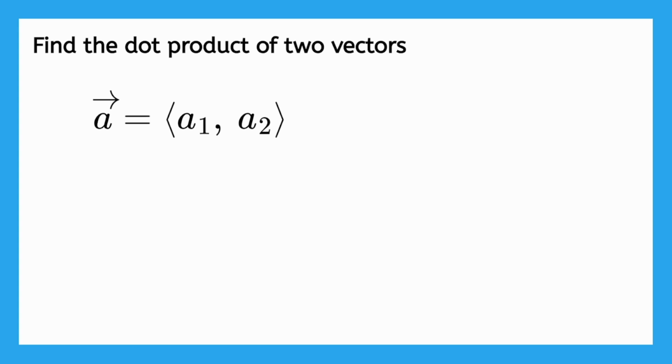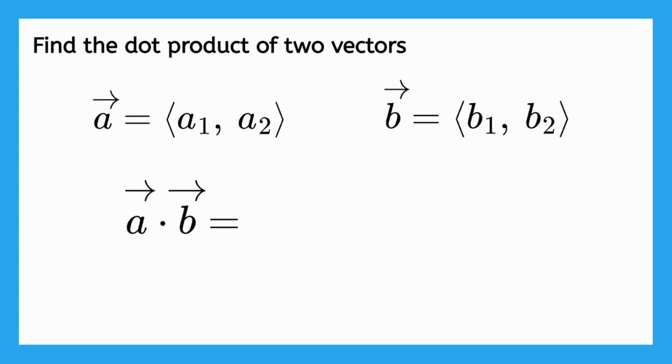Start with vector A, denoted a sub 1, a sub 2, and vector B, denoted b sub 1, b sub 2. Vector A dot vector B is found by multiplying the horizontal components, multiplying the vertical components, and adding the results together. The result will be a number, a scalar value, which we'll call C.